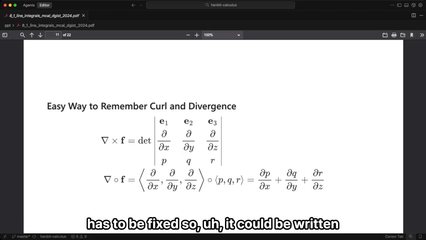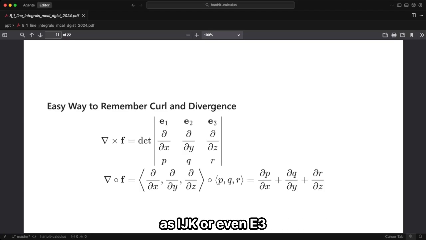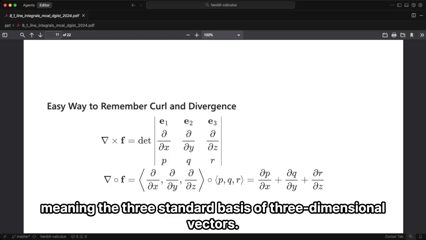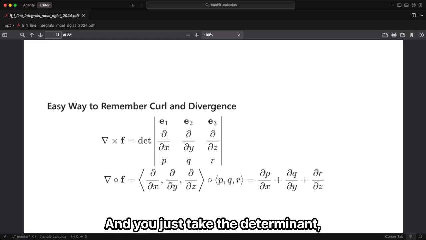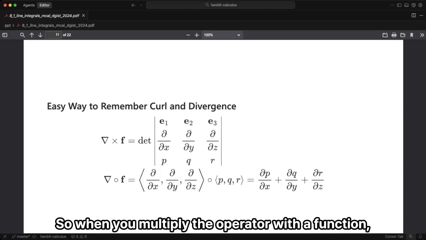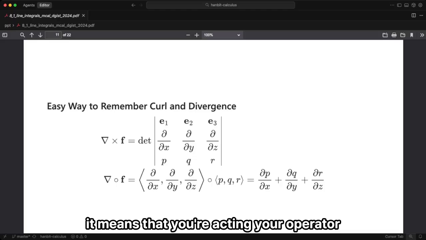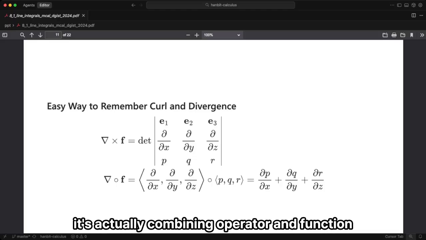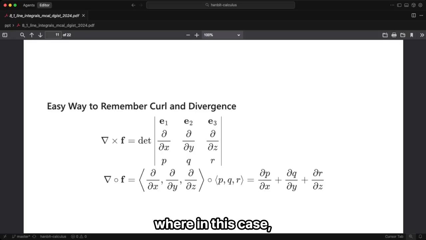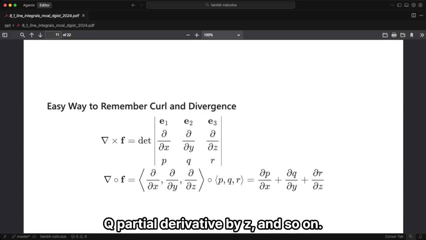So it could be written as ijk or e1, e2, e3, meaning the three standard bases of three-dimensional vectors. And you just take the determinant, and you will see that e1 is multiplied with this one, and minus this one. So when you multiply the operator with the function, it means that you're acting your operator on the function. So it's not multiplying the operator to R, it's actually combining operator and function to get another function, where in this case R partial derivative by y and Q partial derivative by z, and so on.